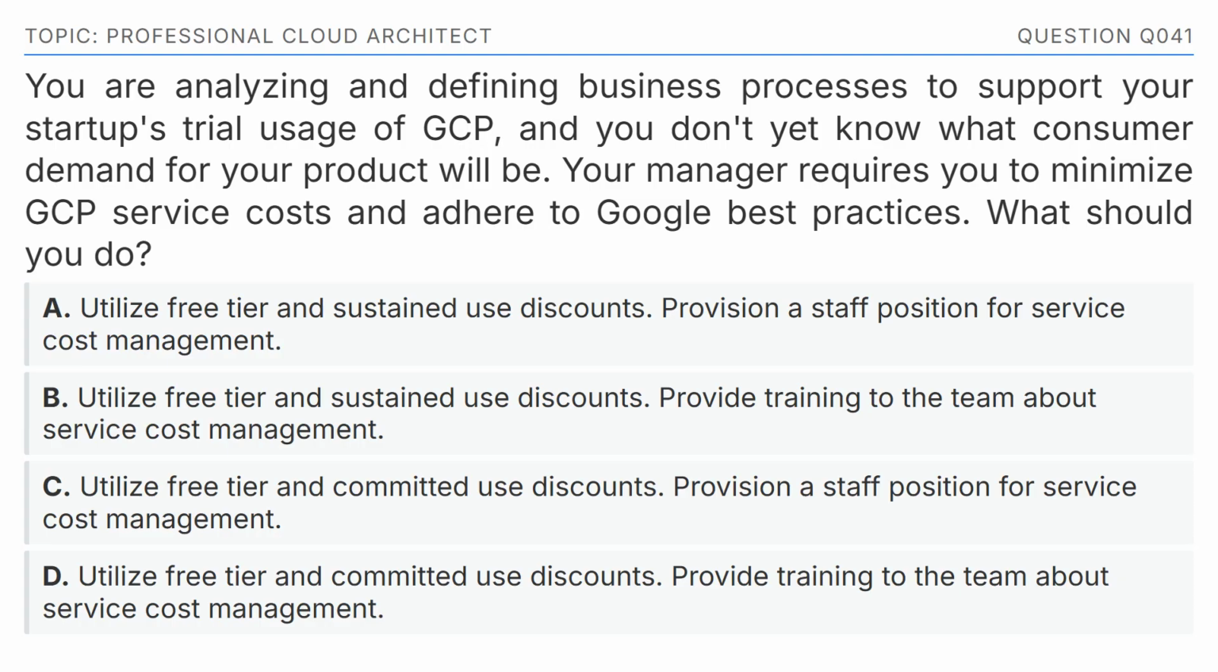Option B, utilize free tier and sustained use discounts. Provide training to the team about service cost management. Option C, utilize free tier and committed use discounts. Provision a staff position for service cost management. Option D, utilize free tier and committed use discounts. Provide training to the team about service cost management.